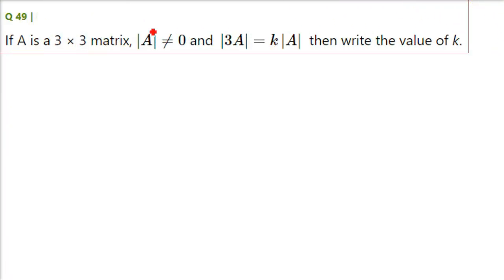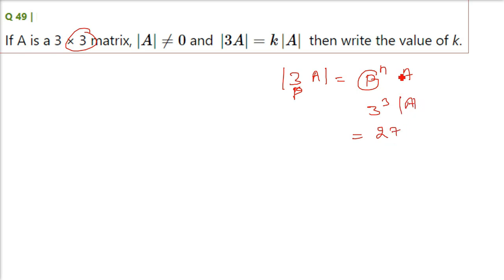Now if A is a 3 by 3 matrix and the determinant of A is not equal to 0, and the determinant of 3A is equal to k into the determinant of A. Now 3A, so I told you, when you take this 3A, let us assume the scalar to be p because k is already given in the question. Let us take some other letter. It will be p to the power n, that is k to the power n, as I told you earlier, p to the power n times determinant of A. What is this? 3 to the power 3 times determinant of A. 3 to the power 3 is 27, and this is determinant of A. So the determinant of 3A is 27 times determinant of A.